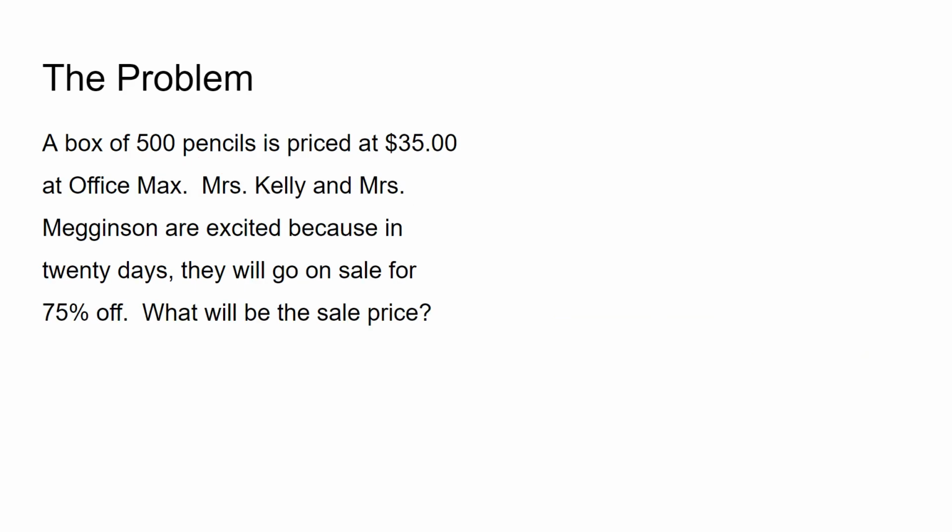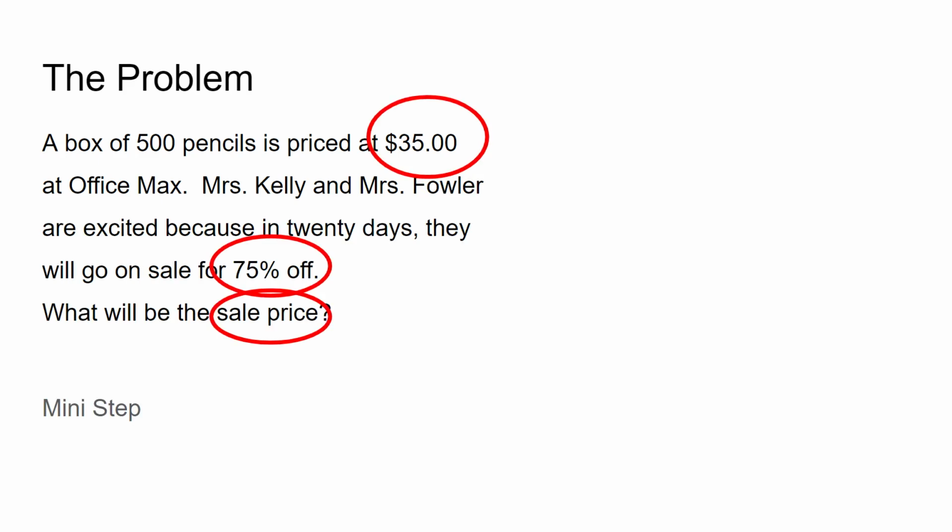All right, let's go on to the next one. This one says a box of 500 pencils is priced at $35 at Office Max. Mrs. Kelly and Mrs. Meganson are excited because in 20 days they will go on sale for 75% off. What will the sale price be? So in this one, I can identify a few things, right? $35, the amount that the box of pencils is going to cost, then 75% off, the amount of the discount, and then it's also asking for the sale price.